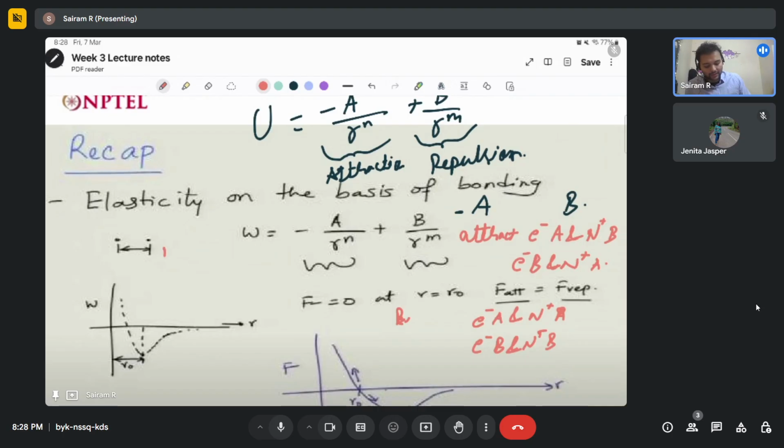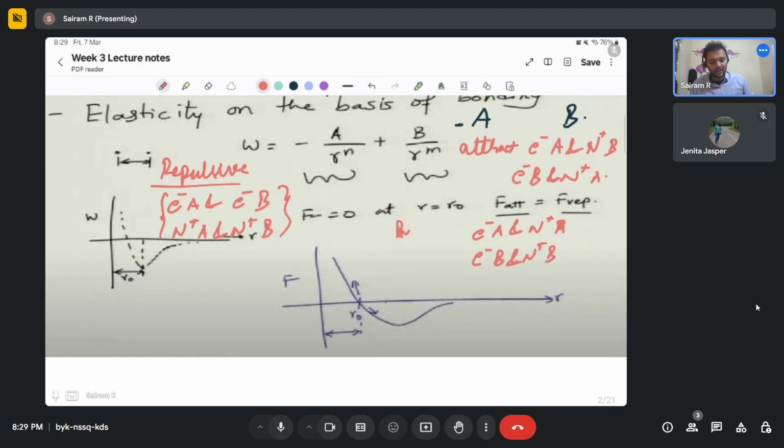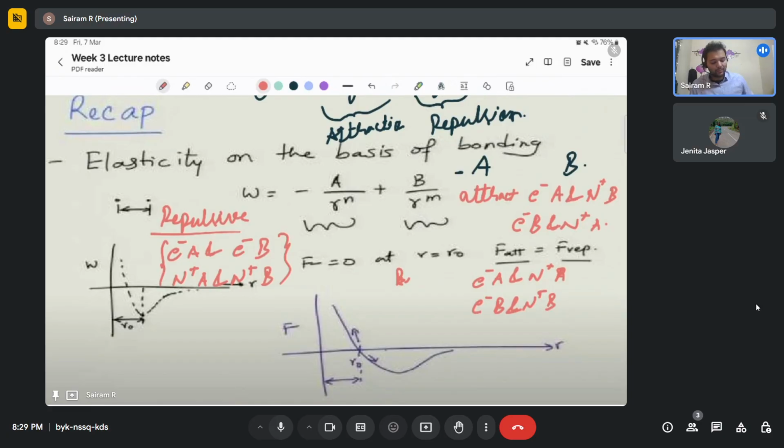We will have a repulsive nature in the following interactions: the electron of atom A and the electron of atom B are going to repel each other, and the nucleus of atom A and the nucleus of atom B are going to repel each other. So these are the interactions that we will generally see. It is a combination of all these things together that lets us plot this potential energy versus r graph. Similarly with the force as well.